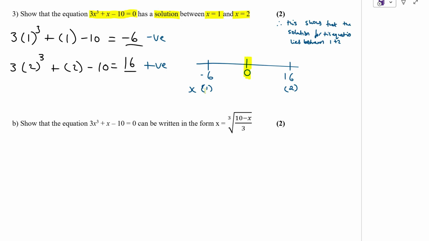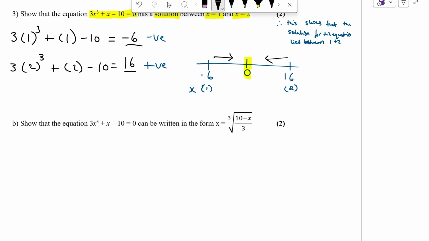So with the value of x equals 1, I get a negative number, which is too small. But then if I use x equals 2, I get a positive number. So ultimately that sign change shows us that the solution for this equation is in between these two numbers. Okay, we don't know what it is exactly. It could be 1.1, 1.3, but it's in between them.